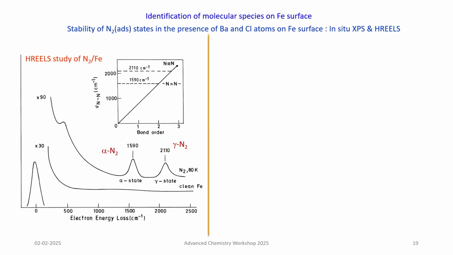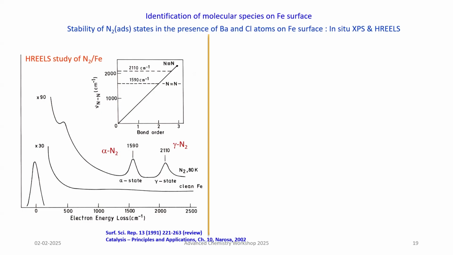What could be the reason for that? Yeah, vibration energy is different. Bond order you should check. Higher the bond order, higher the frequency. Lower the bond order, lower the frequency. This is alpha nitrogen, which is an NN double bond species. This is NN triple bond species. You can easily catch that now. So these are all modern techniques which can be used to identify the species on the surface.